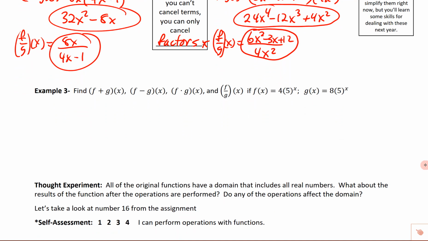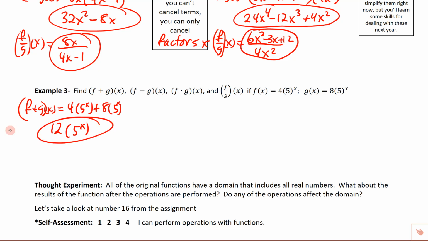So here's what it wants on example number 3. It wants us to do all of these. It wants us to add them, subtract them, multiply them, and divide them. And here we've got some exponential expressions. Notice that there's only one term in each one of them. There's no adding or subtracting. So this might be kind of interesting. So we're going to do f plus g of x, and we get, here's f, 4 times 5 to the x, plus 8 times 5 to the x. So altogether we would have 12 times 5 to the x. Go ahead and circle that.